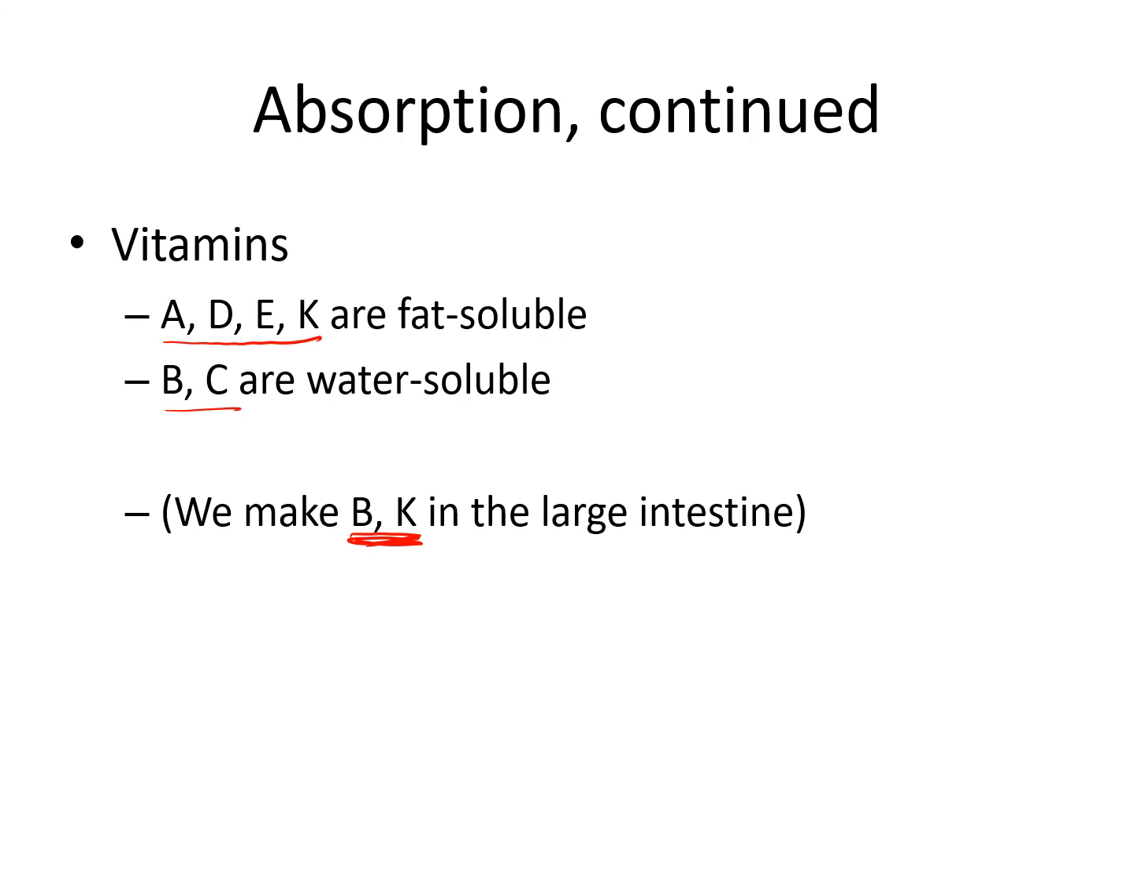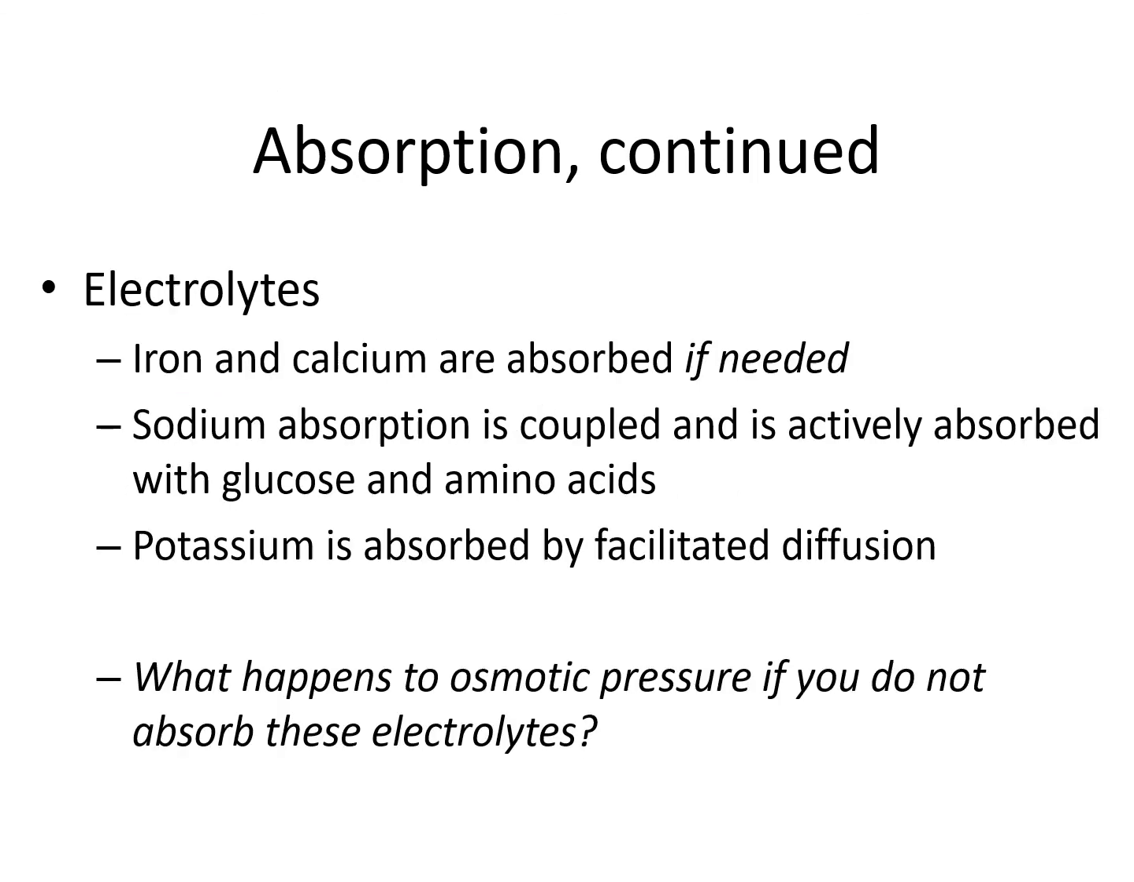And if you flip on over to page 90 with me, we will finish up with electrolytes. We absorb iron and calcium in the small intestine if needed. We absorb sodium and we couple it with glucose and amino acids. Potassium is absorbed by facilitated diffusion. So that brings me to the next question. If you don't absorb these electrolytes, your blood osmotic pressure is going to change. Will it increase or will it decrease?